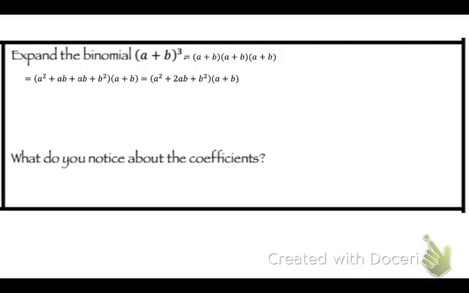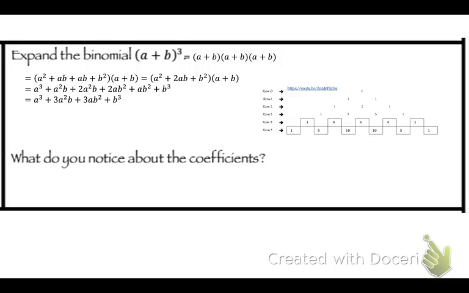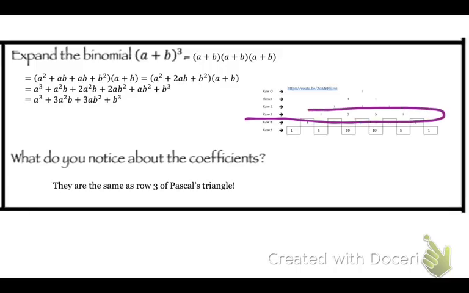Now we're going to multiply the a plus b in. So that's going to be a cubed plus a squared b plus 2a squared b plus 2ab squared plus ab squared plus b cubed. Combine like terms and you get a cubed plus 3a squared b plus 3ab squared plus b cubed. Whoa. But if we look at the third row of Pascal's triangle, our coefficients are the same. This is the third row right there: 1, 3, 3, 1.